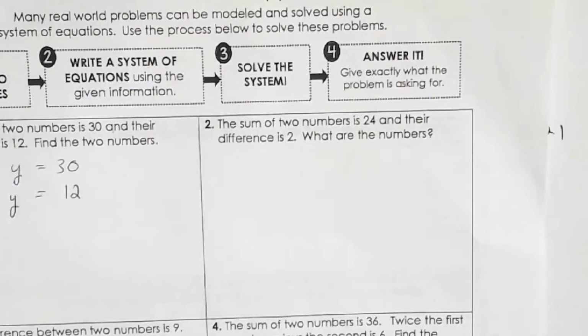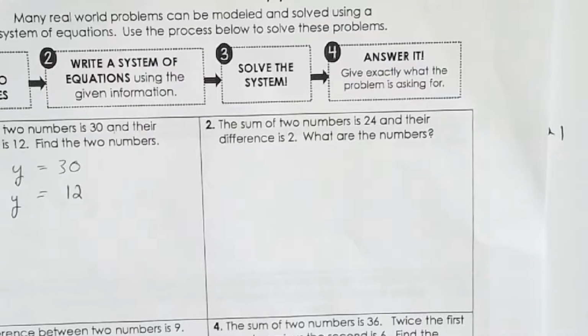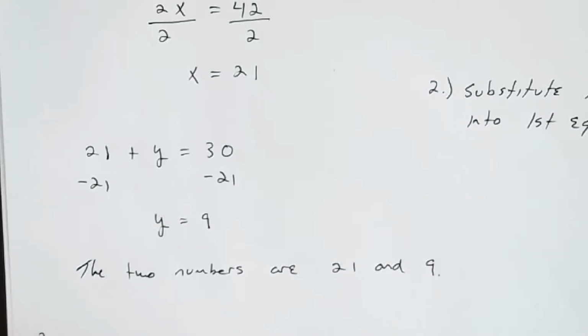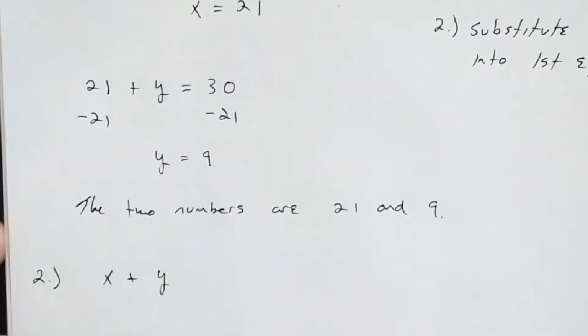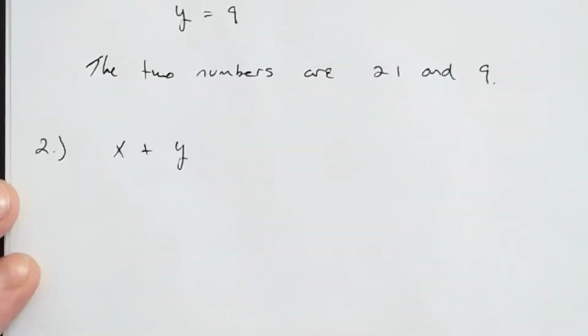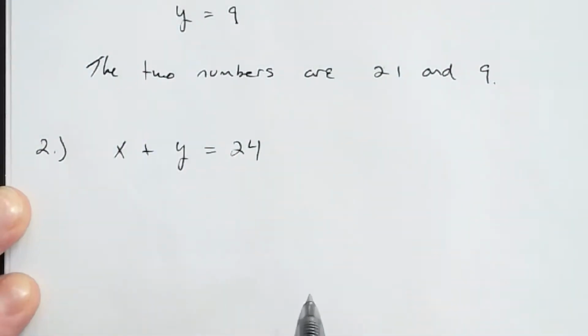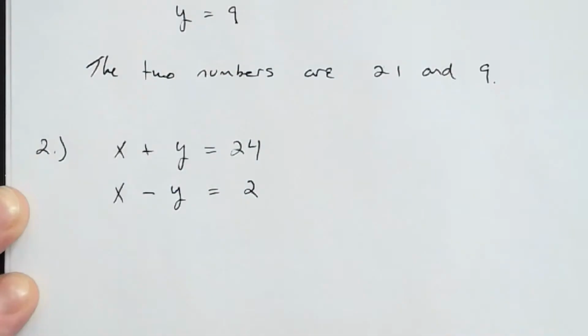The second question says, the sum. What does the sum mean? When it says the sum of two numbers, what does that mean? You add them. It's the addition of those numbers. The sum of two numbers is 24. The difference of those same two numbers is 2. So let's write it up just like we did the first one. The sum of two numbers is 24, so x plus y is equal to 24. The difference of those same two numbers is 2. X minus y is equal to 2.